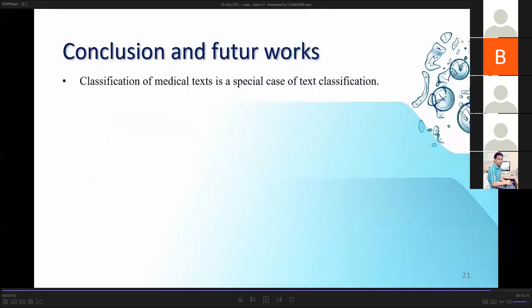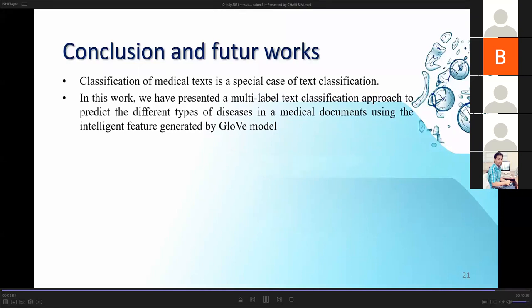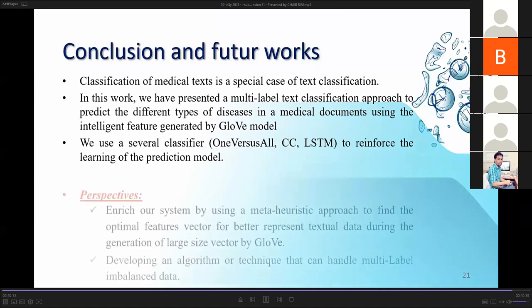In conclusion, we can say classification of medical text is a special case of text classification. In this work, we have presented a multi-label text classification approach to predict different types of diseases in medical documents using the intelligent features generated by the GloVe model. Also, we use several classifiers, one versus all, classifier chain, and LSTM, to reinforce the learning of the prediction model.